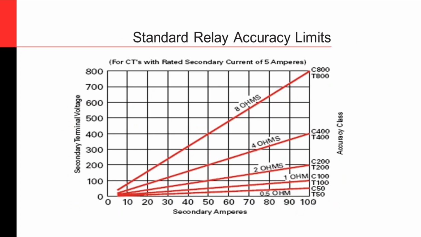If you draw a graph between the induced secondary terminal voltage on the CT secondary and the applied CT amps at 100 amps, which is 20 times 5, then at 20 times the rated current the induced voltage is about 800 for a C800 or T800 CT. It's about 400 volts for C400 or T400, and so on. This is for a 5 amp CT.